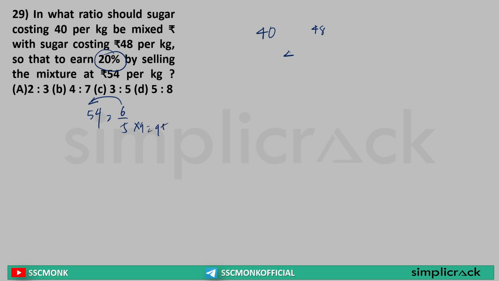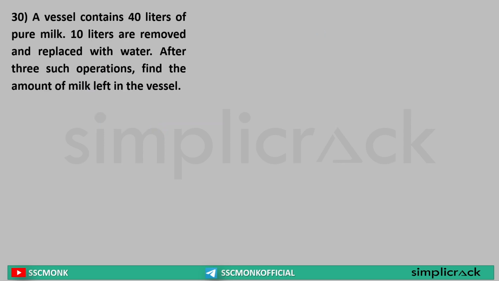So the cost price of this resultant is 45. Now let's solve. 45 minus 40 is equal to 5. 48 minus 45 is equal to 3. So in what ratio have they been added? 3:5. Answer option C. Next, a vessel contains 40 liters of pure milk. 10 liters are removed and replaced with water. After 3 such operations, how much?